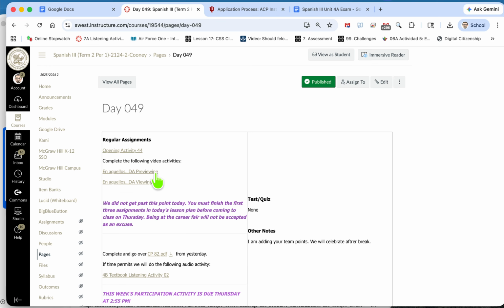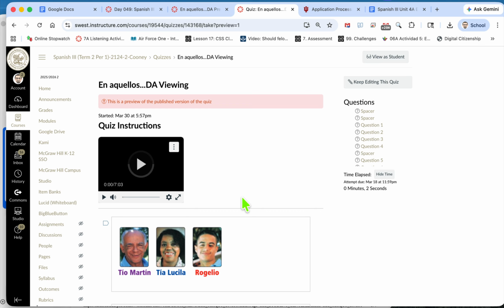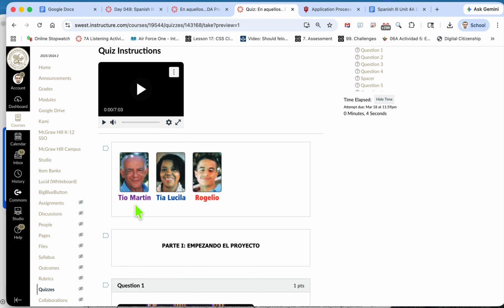This one focuses on the imperfect tense, and it's a story about a boy named Rogelio and his tío abuelo, his great uncle Martin, and his aunt Lucila. He is doing a school project, and he wants to know what life was like in Puerto Rico when Great Uncle Martin was a little boy.